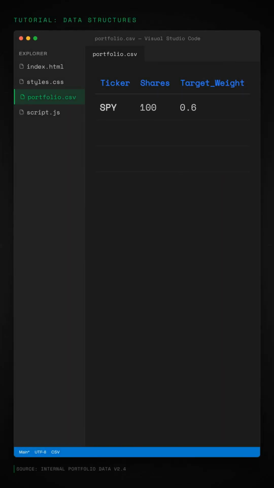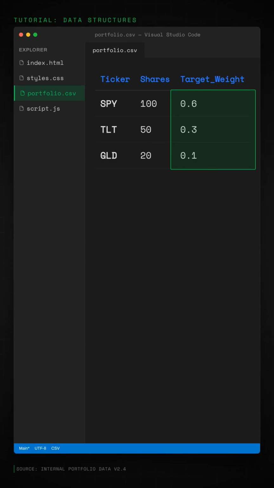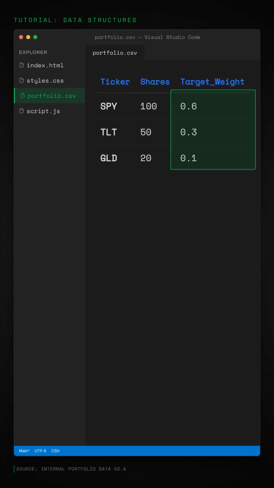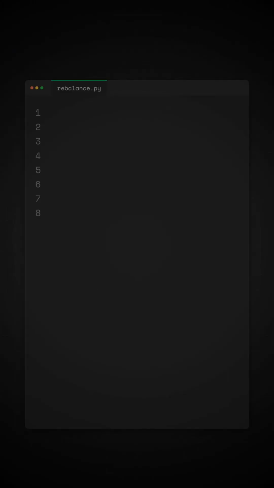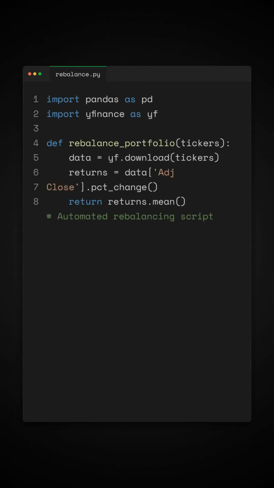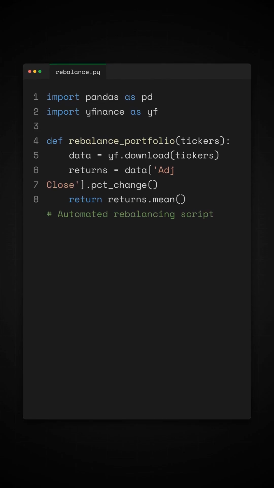Now, let's build the engine. The inputs for our script are simple. We start with a CSV file containing our tickers, the number of shares we own, and our target weights. This is our source of truth. We'll use 2 primary tools, Pandas for data manipulation and yfinance to fetch live market data.